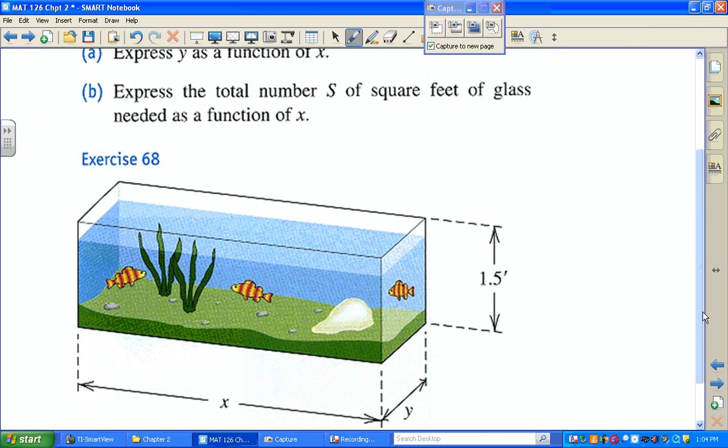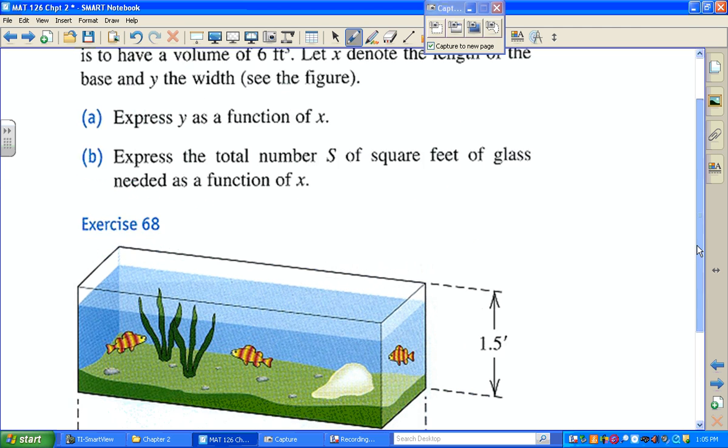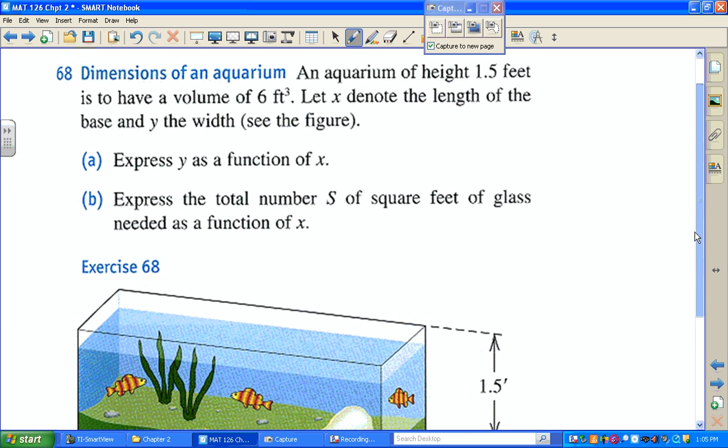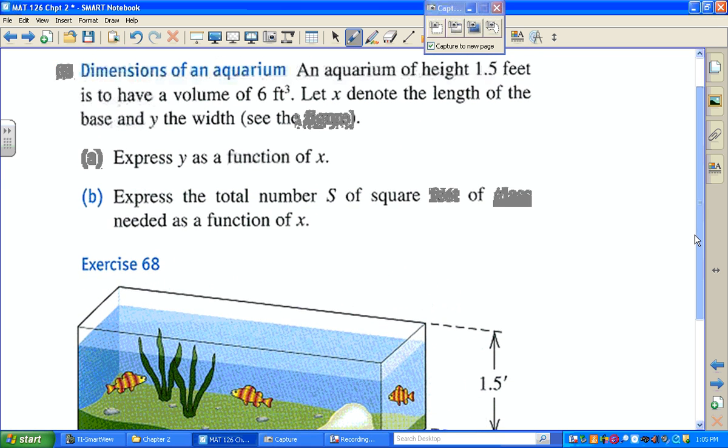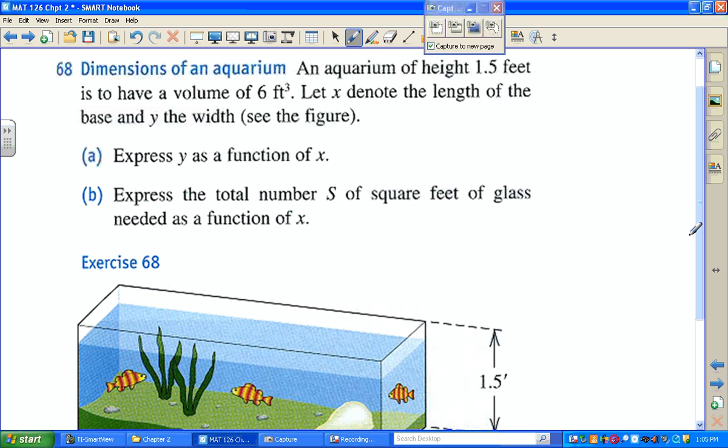You know what this is? No, it's an open box. The open box problem comes up all the time. Oh, well, this uses the word aquarium, but still, it's an open box. Guess which problem is better than the open box? The closed box, right. The closed box is better. Good. All right, so the aquarium is 1.5 height, and volume equals 6 cubic feet.